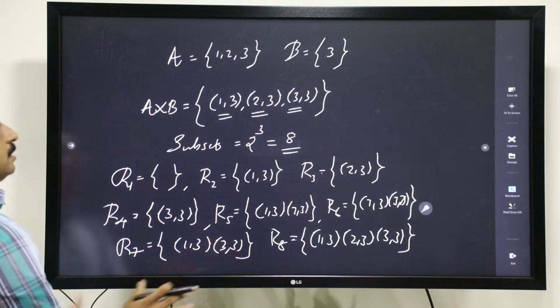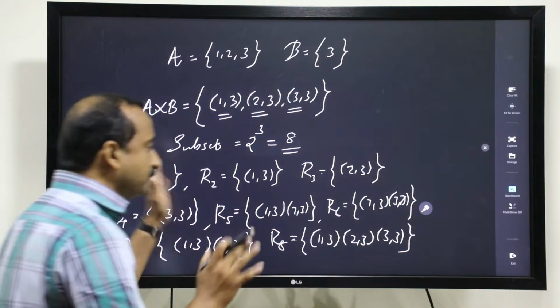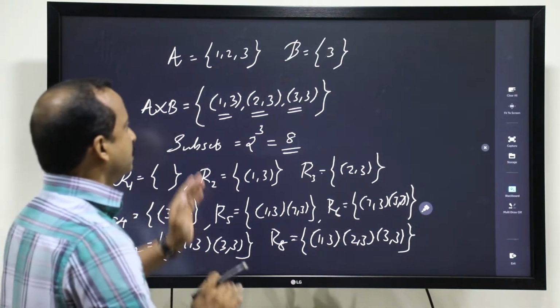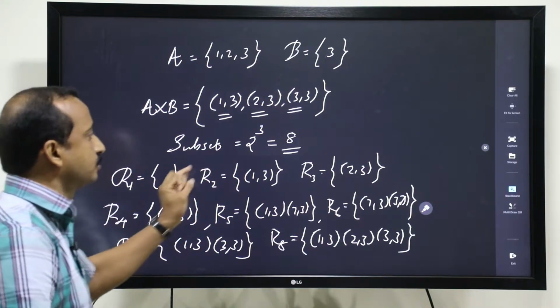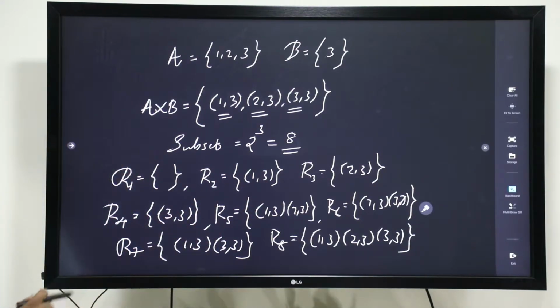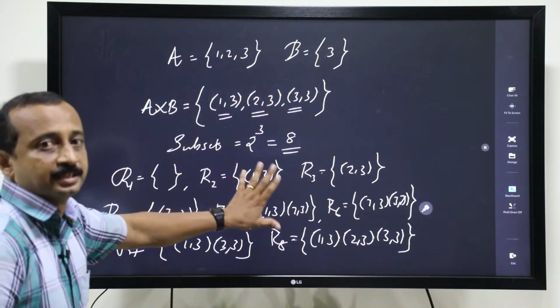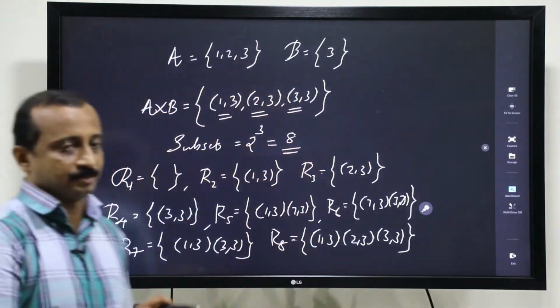These subsets are said to be relations, because the definition is: a subset of A cross B is called a relation. That means these R1, R2, R3, R4, R5, R6, R7, R8 are subsets, and these subsets are said to be relations.